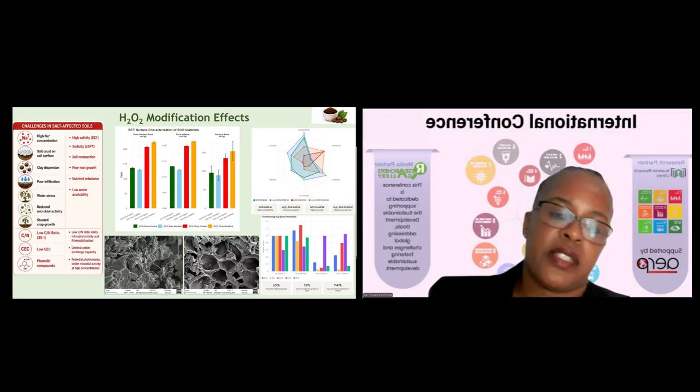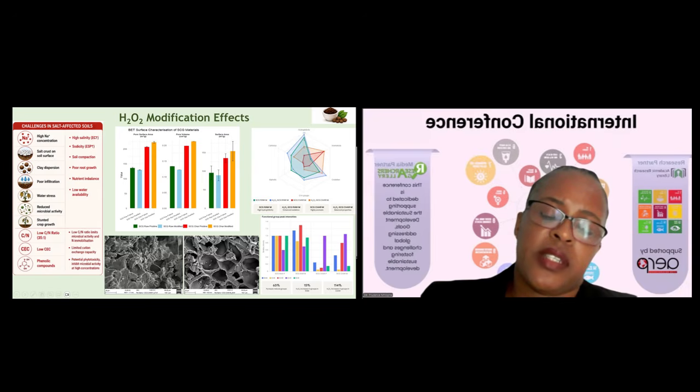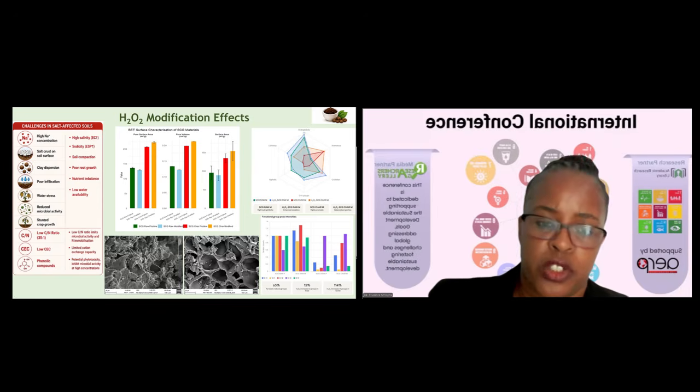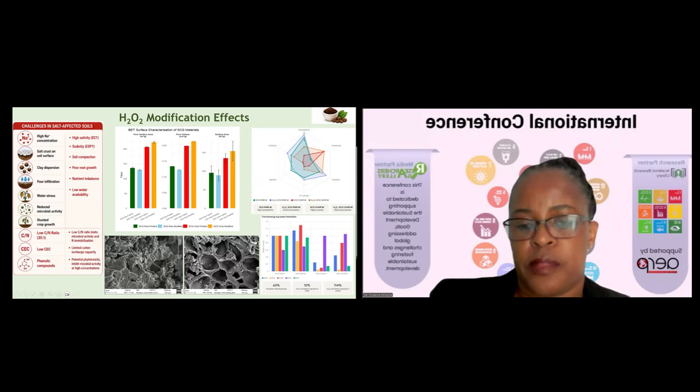And look, these are the SEM images. As you can see, the porosity is illustrated on there. The one on the left is the pristine biochar, and that one is the oxidized biochar.